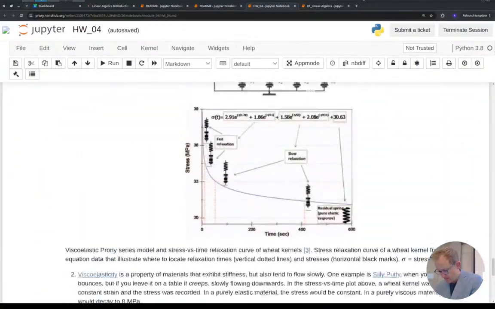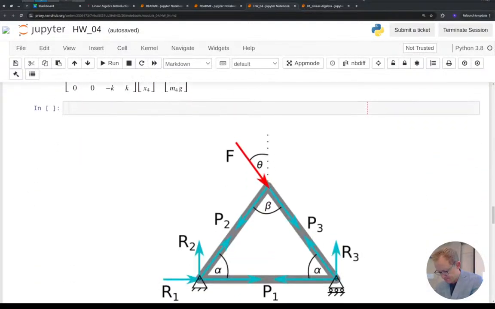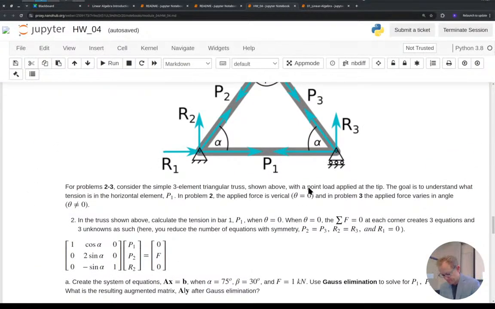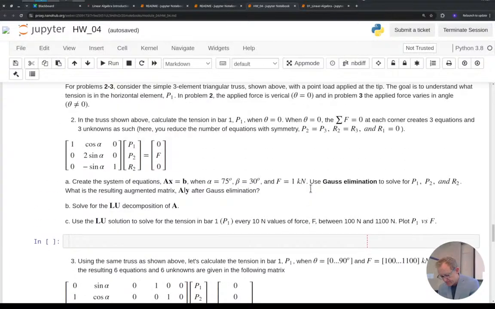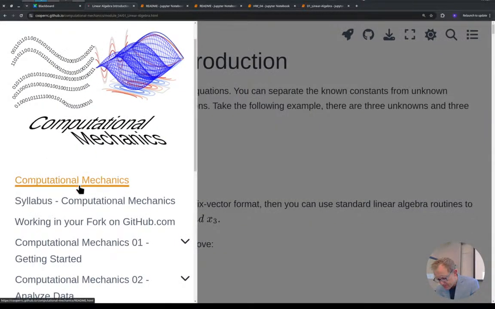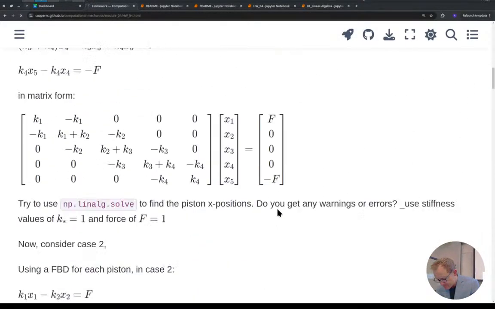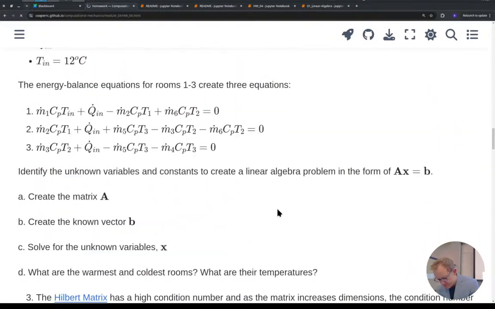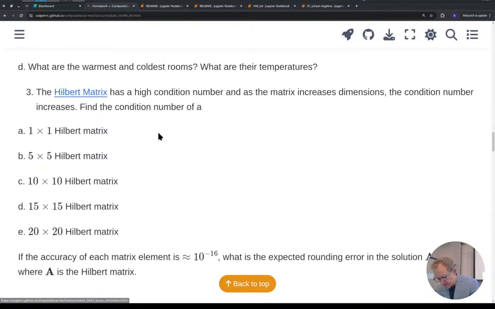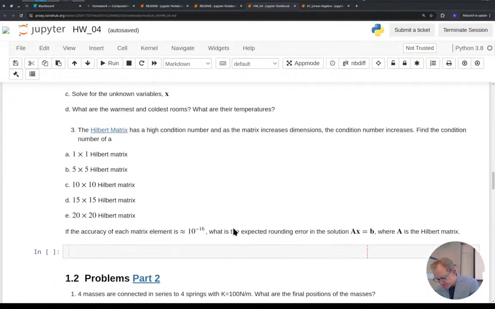Oh no. Did I get rid of it? Maybe. Does it ask you to? Yeah, the Hilbert matrix. I don't know why mine doesn't have that. Did I delete it? Oh no, here it is.